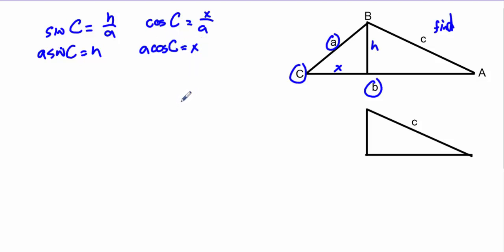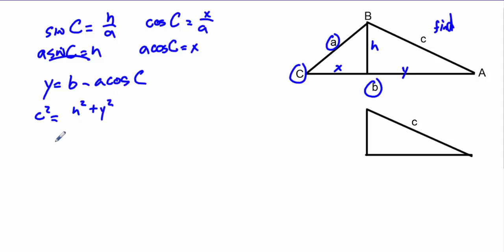So as we've stated before, I can then find, let's call this y. Y is equal to whatever that b value is minus this x value, which is a cosine C. And I already have h, which is a sine C. Therefore, to get the side c, I can use a Pythagorean theorem and say c squared is equal to h squared plus y squared. But now I can make these substitutions.